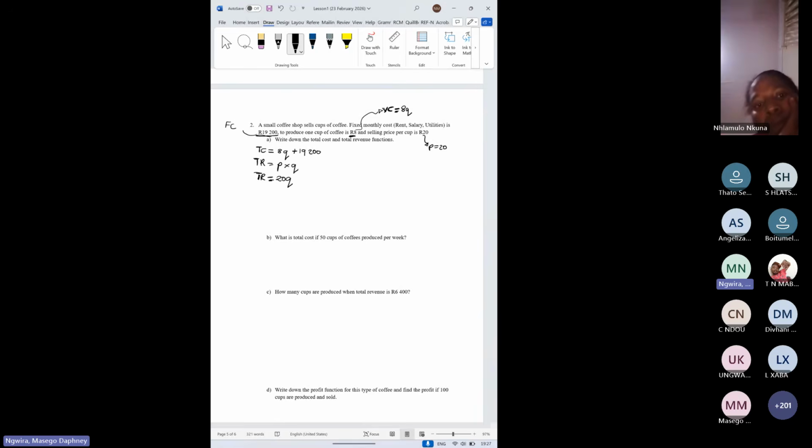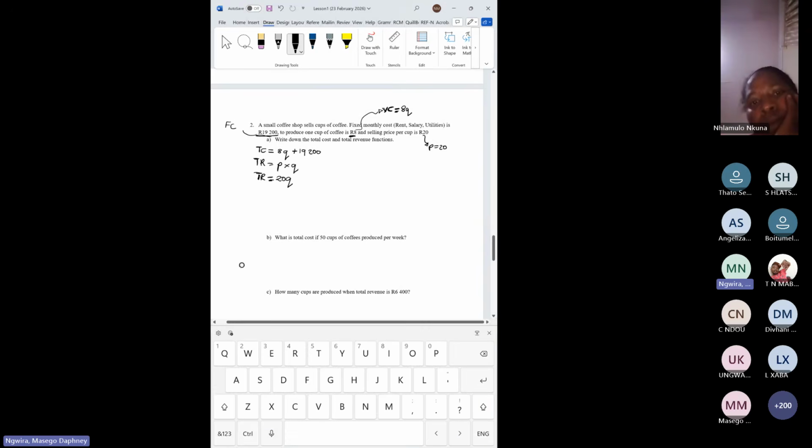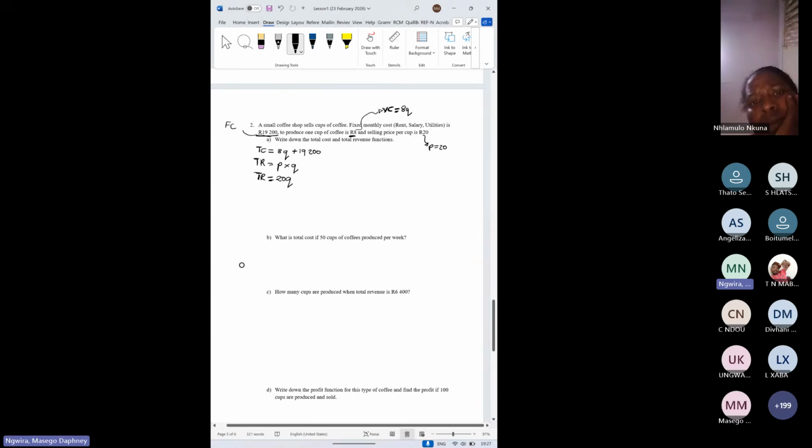So if you can remember very well, when I spoke about the total revenue, I said that when you draw the graph, because there's no plus anything here, my graph is going to start at 0. That's what I said. My graph is going to start at 0.